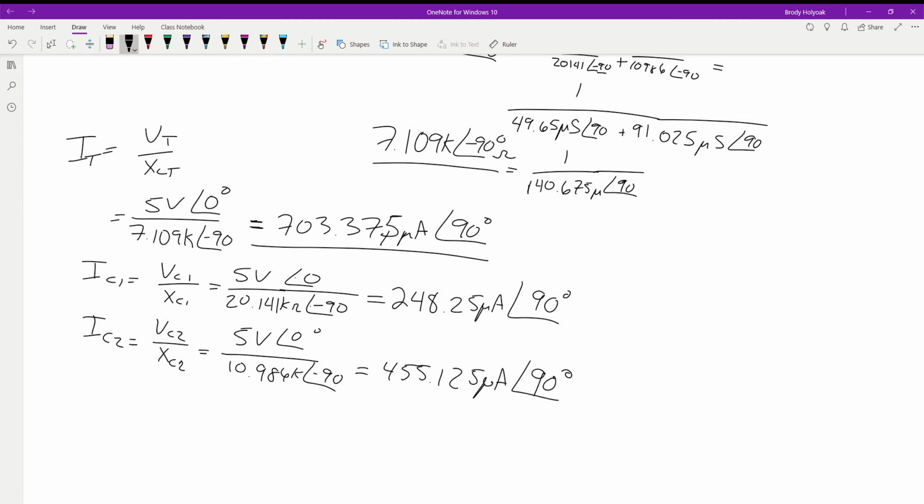Okay. These guys are at 90 degrees, so we can add them together. And what do we get when we combine these guys together? We get our I total.